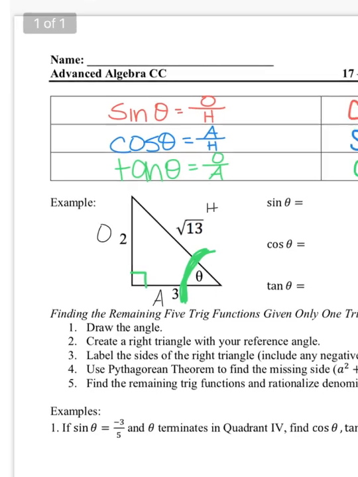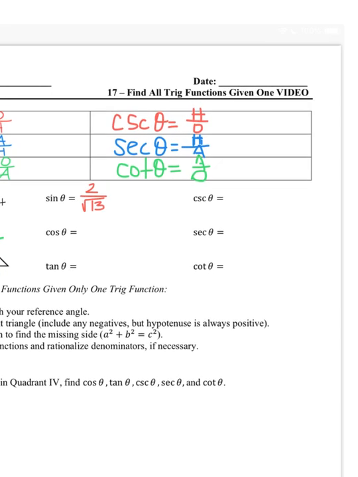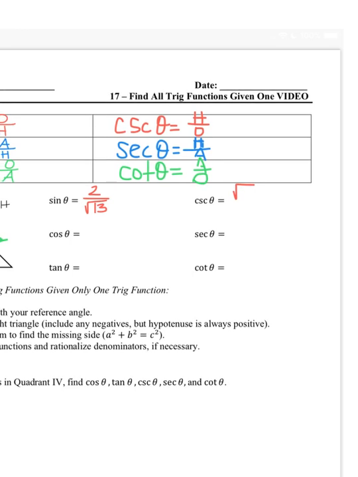So now when we go through to do this, sine of theta, sine is opposite, which is 2, over hypotenuse, the square root of 13. So now, because you can do that, you can do the cosecant of theta. All you have to do is flip that fraction. So 2 divided by the square root of 13 is the square root of 13 divided by 2. That's the reciprocal of it.